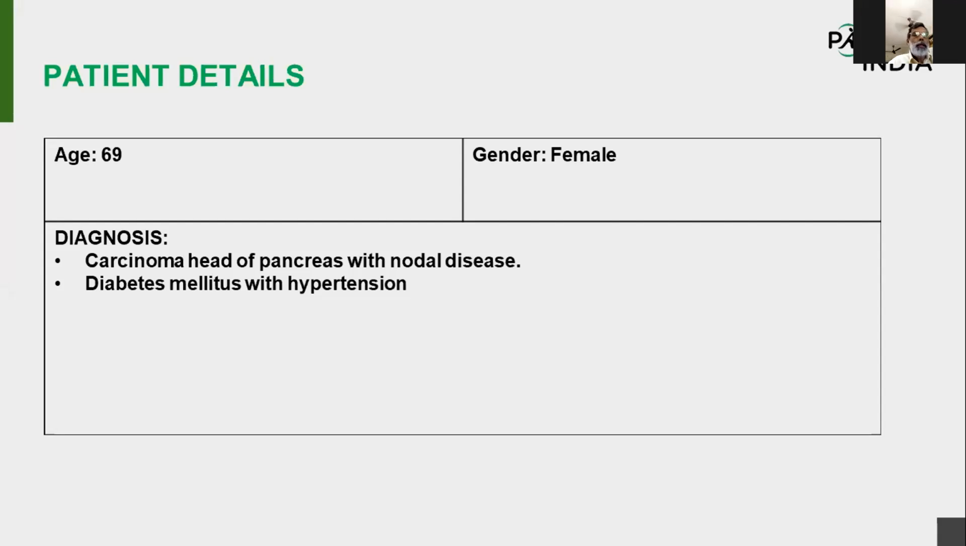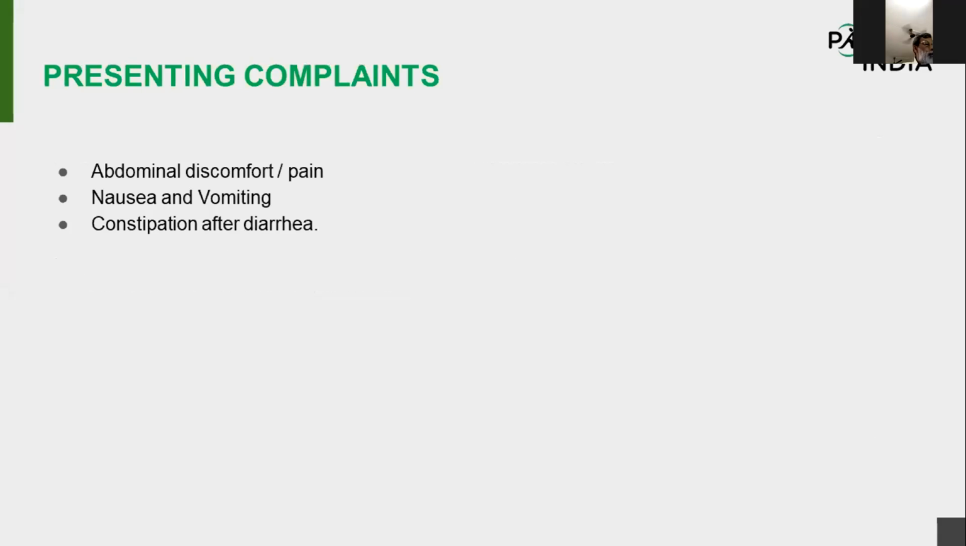Today's case is a 69-year-old female. Her diagnosis was carcinoma of head of pancreas with nodal disease and metastasis in the liver, diabetes with hypertension. Her presenting complaints were abdominal discomfort and pain, nausea and vomiting, and constipation after diarrhea.